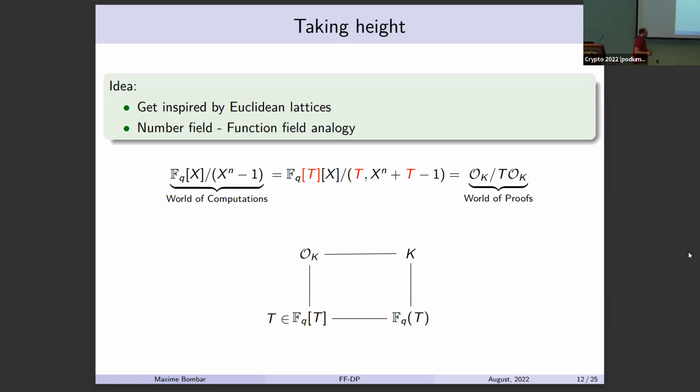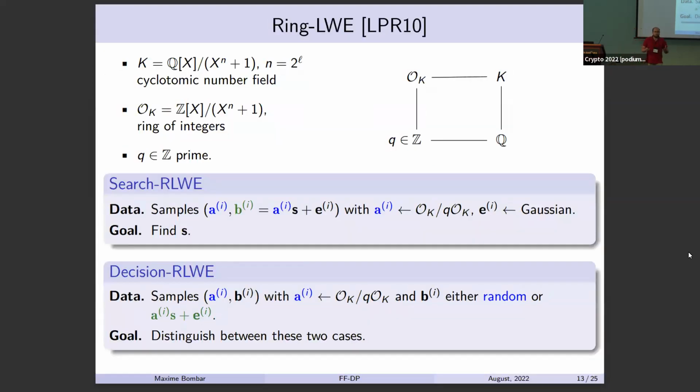The idea is, okay, this ring is very small. It doesn't have many ideals, but it has a rich arithmetic structure. To pass from one representation to the other, you just add a new variable t and cancel it by quotienting by t. So we can really see this quotient as a quotient of a ring of integers in the function field. And using a deep analogy between number fields and function fields, we can build a reduction. This is the point of the talk. But first, before presenting our framework, I will quickly recall what happens for lattices and ring LWE.